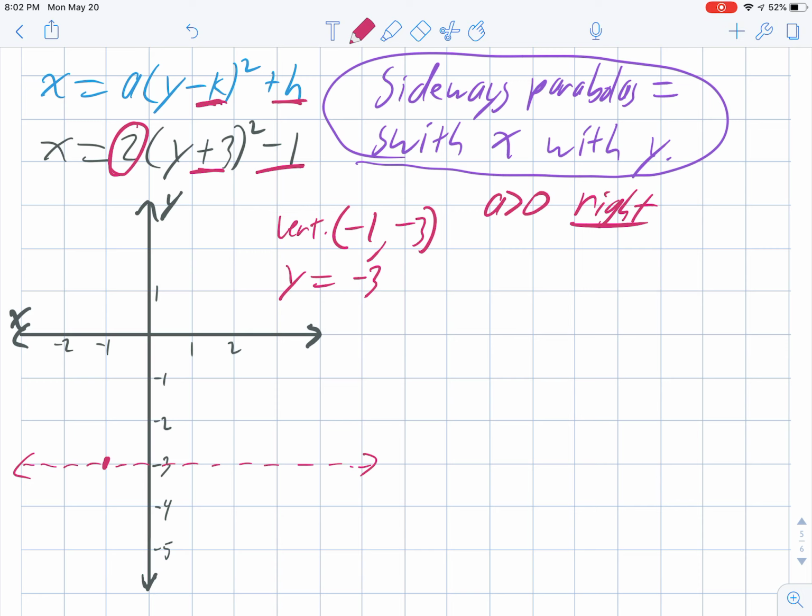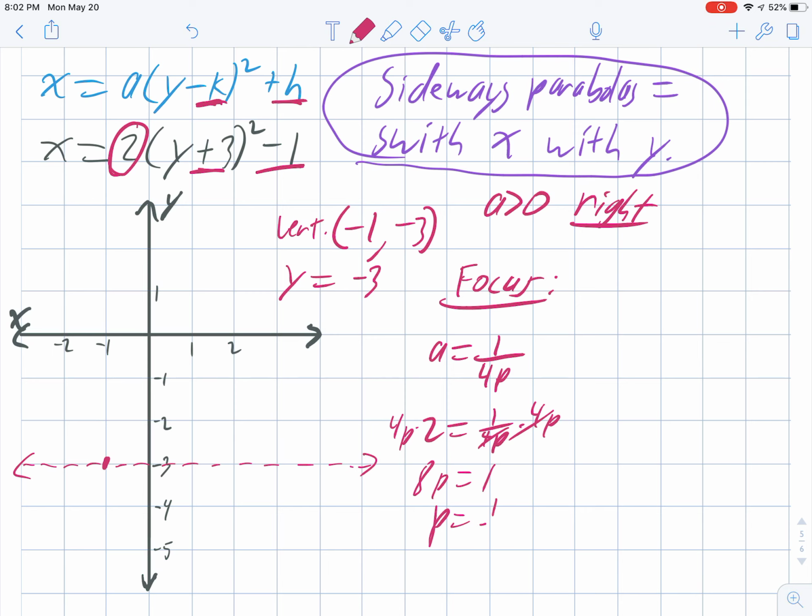The next part is determine the focus. In order to calculate the focus, we need to know how far the focus is from the vertex, and that's p. We saw that in the last little playlist. The idea that a is equal to 1 over 4p is still true. a in this case is 2, so 2 is 1 over 4p. If we multiply both sides by 4p, we get 8p equals 1, and so p is equal to 1/8. That's the distance that the focus is from the vertex.